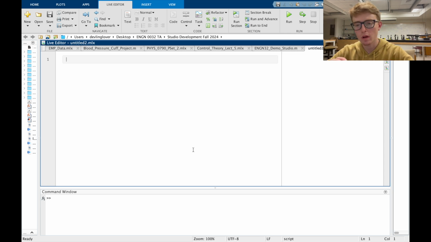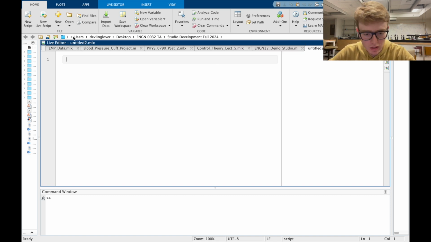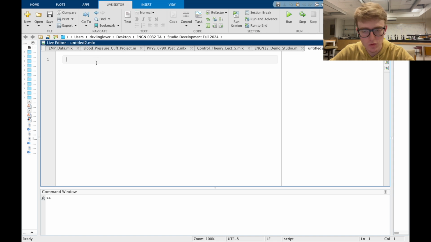And if you ever get stuck and MATLAB looks really crazy, you can always go to Home, Layout, and hit Default, and it'll reset everything. I'm not going to do that because it would mess with this recording. But just know that if your command window disappears or something, you can always go to Home, Layout, and reset everything to the default. Okay, so I'm back in Live Editor now. I'm just going to go through the UI with you real quick, and then we'll start doing those example problems that I laid out a few seconds ago.